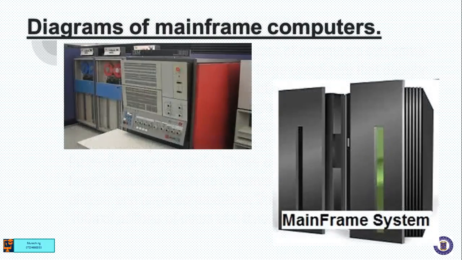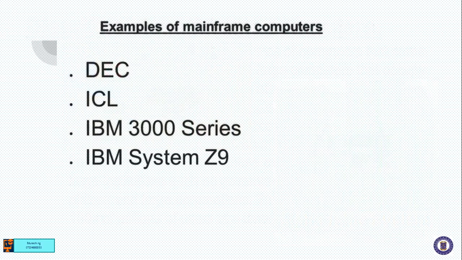Now, this diagram shows this mainframe computer. You can see this is a diagram of mainframe computer, and this is also a diagram of mainframe computer. Examples of mainframe computer. 1. You have DEC, 2. ICL, 3. You have IBM 3000 series, 4. You have IBM System Z. These are the 4 examples of mainframe computers.